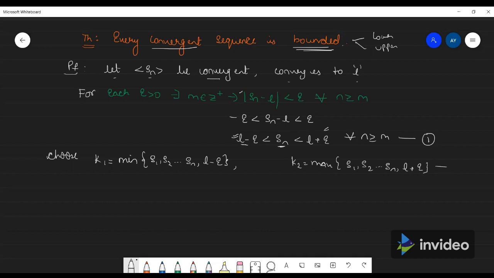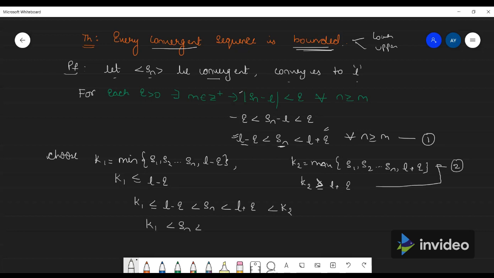Now take this relation as equation 2. So we can write K1 is less than or equal to L minus epsilon, and K2 is greater than or equal to L plus epsilon. So let this be equation 2. From 1 and 2, we can conclude that K1 is less than or equal to L minus epsilon, less than Sn, less than L plus epsilon, less than or equal to K2. So this can be directly written as K1 less than Sn less than K2, where K1 is the lower bound of the sequence and K2 is the upper bound of the sequence.